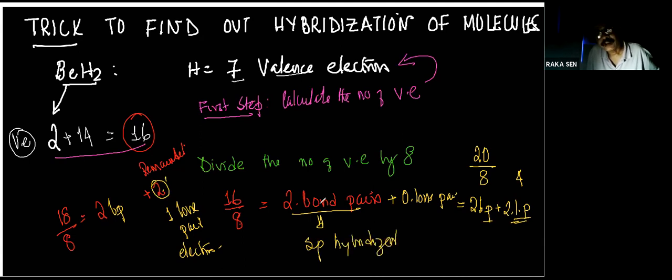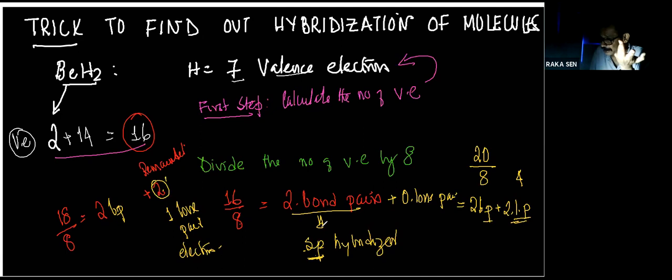2 bond pairs. It will require 2 orbitals, s and p. One s and one p is mixing. 2 atomic orbitals mixing gives you 2 hybrid orbitals. Those hybrid orbitals are called sp hybridized orbitals. So I've got 2 sp hybridized orbitals. Each hybridized orbital is having 1 pair of electrons.